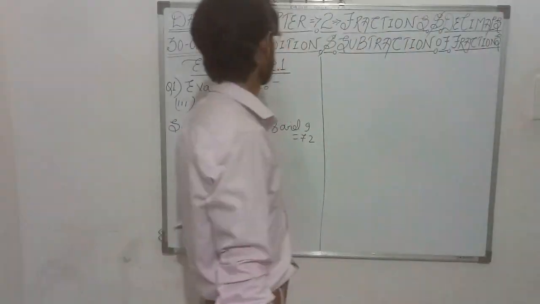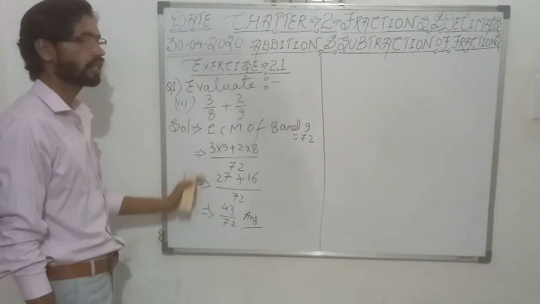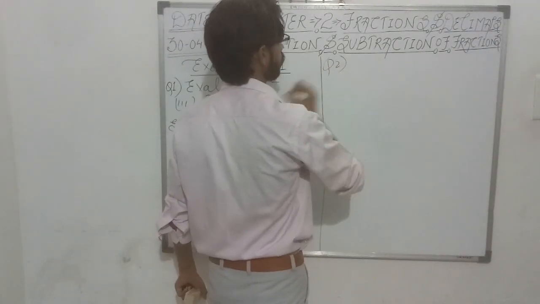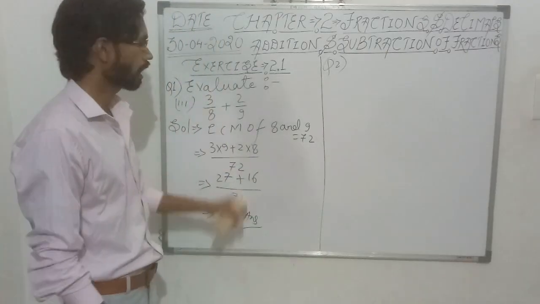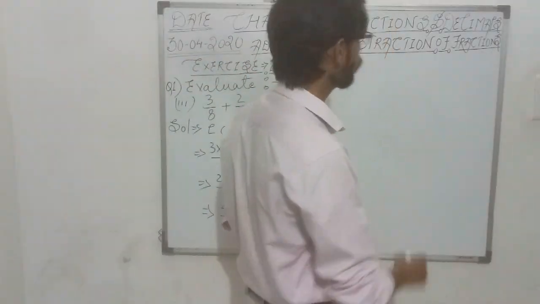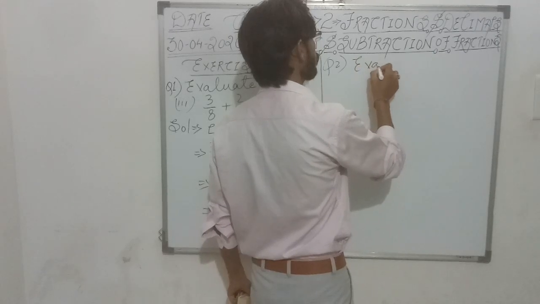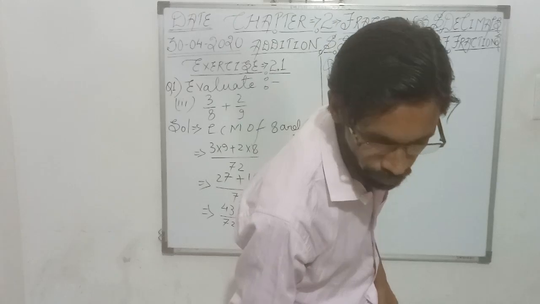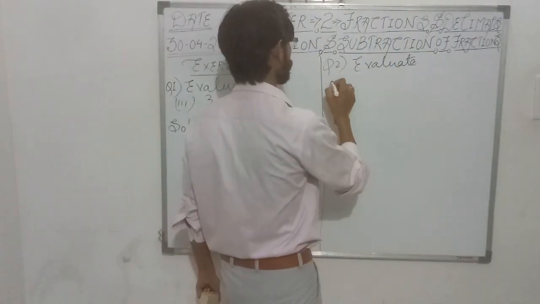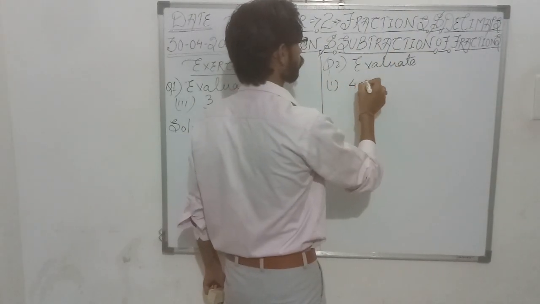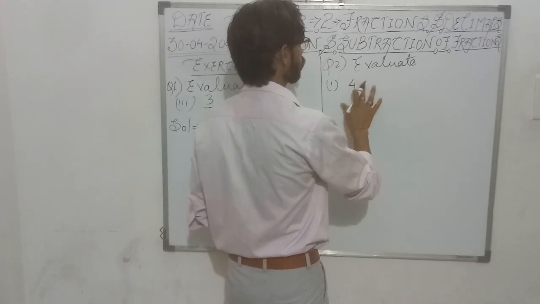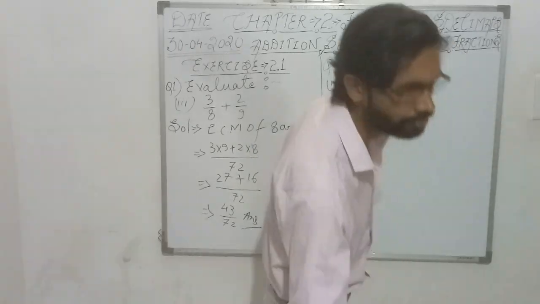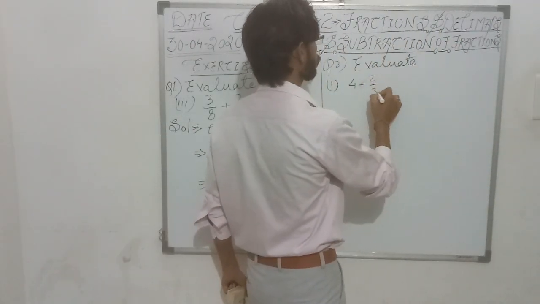Again, evaluate. This was the question in which we have done the addition. Now let us see question number 2. Question number 2, again it is saying in our book, evaluate. So we put the heading evaluate again. And the question which we are going to cover up, that is the first question only. Let us see. It is saying 4 minus 2 by 3. Okay. 4 minus 2 by 3.